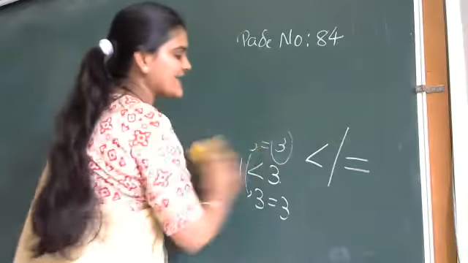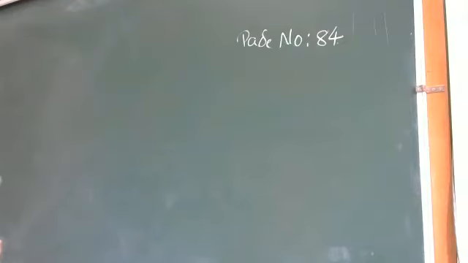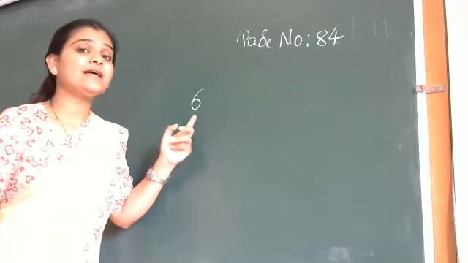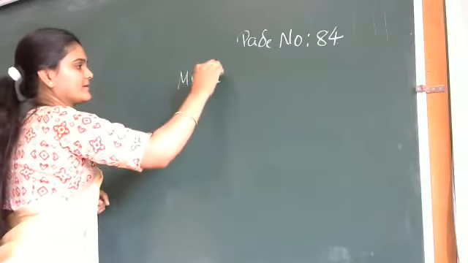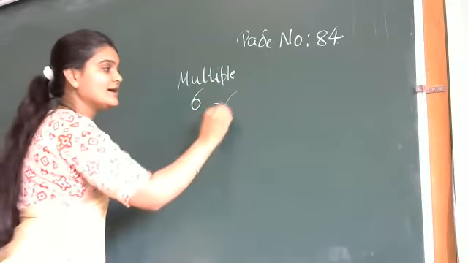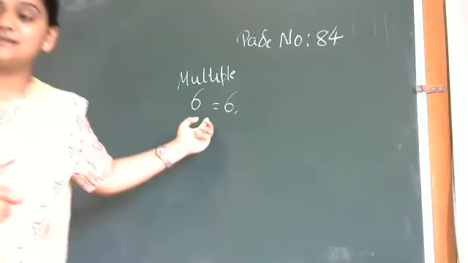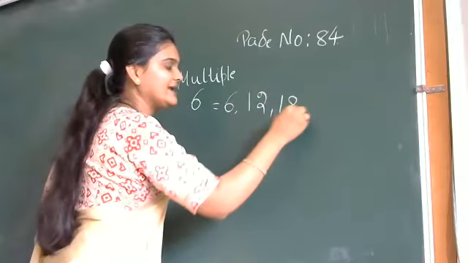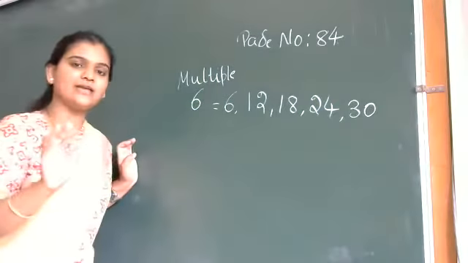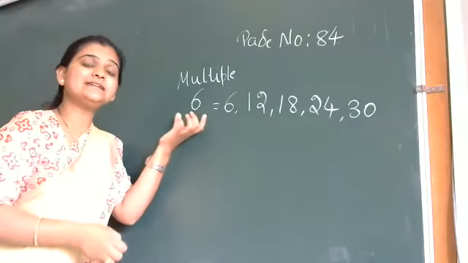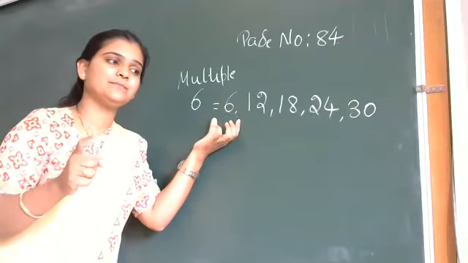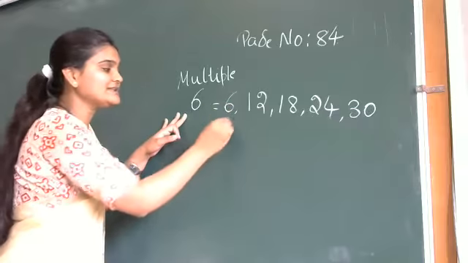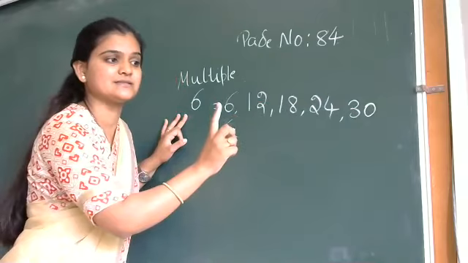Now see, the last point says that, please see children, the number itself is the smallest multiple. If I take the number 6, what are the multiples of 6? The number 6 starts from 6, 12, 18, 24, 30. Now, in case of multiples, the number itself is the smallest multiple. Do you agree with this? We have 6 here, so it has to start from 6 itself. So the number itself is the smallest compared to all other multiples.